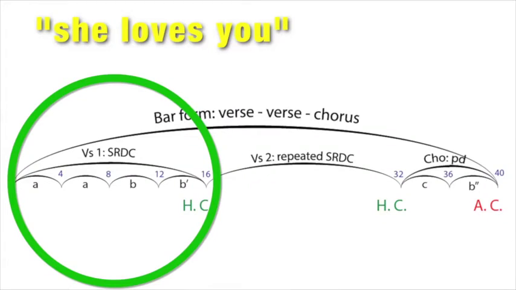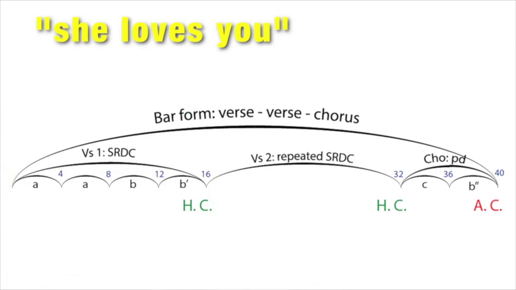The other SRDC structures in early Beatle verses with refrains can be found in There's a Place, One After 909, I'll Get You, Not a Second Time, and Hold Me Tight. The verse of She Loves You is a very unusual SRDC with a pattern of A, B, B prime, ending with a half cadence. The two 16-bar verses, followed by an 8-bar chorus, make for a large-scale verse-verse-chorus bar form, with the first authentic cadence in this deliciously tense masterpiece held back for 40 bars.